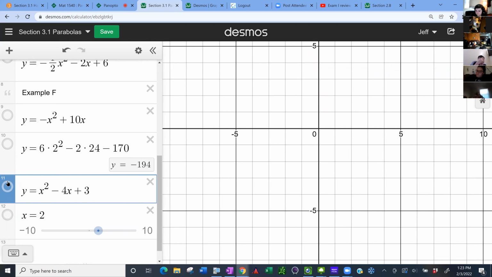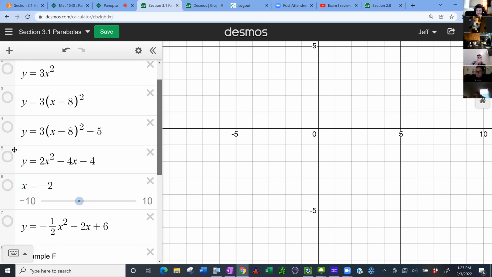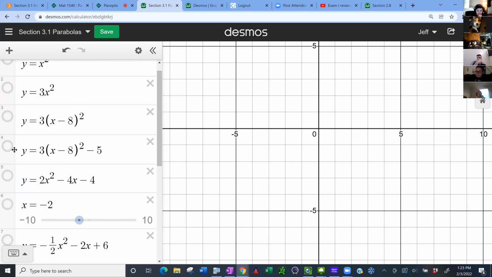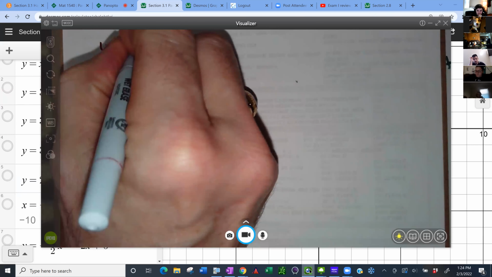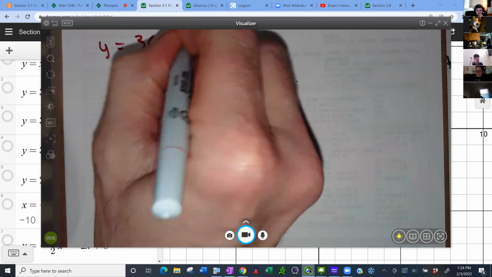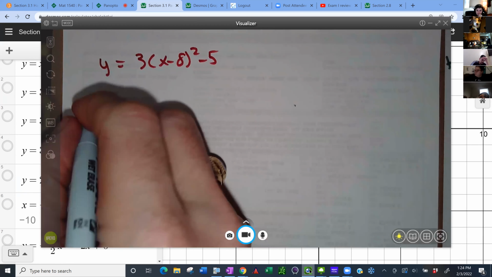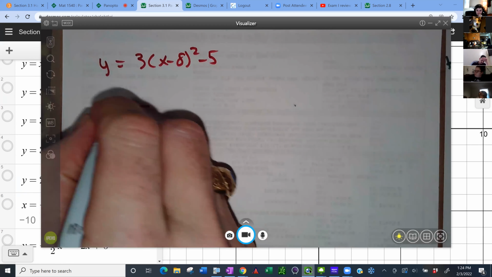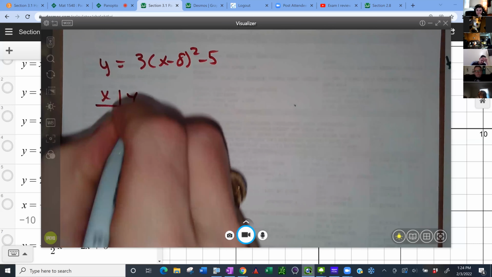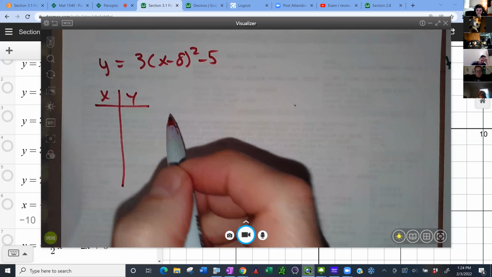In this one, they've already completed the square for you. So we'll use that. And that other one is y equals 3 times x minus 8 squared minus 5. So I'll write that down here. Y equals 3 times x minus 8 squared minus 5. Can you read off the vertex? Is it -8, -5? Very close.